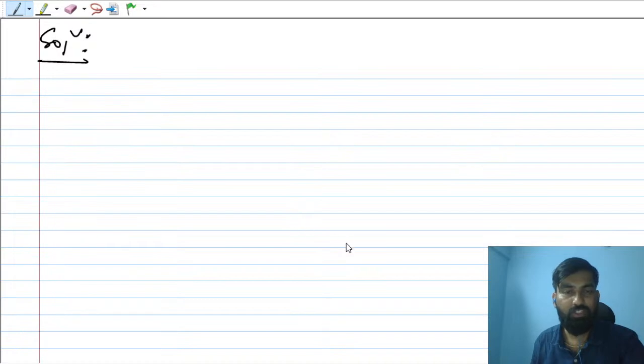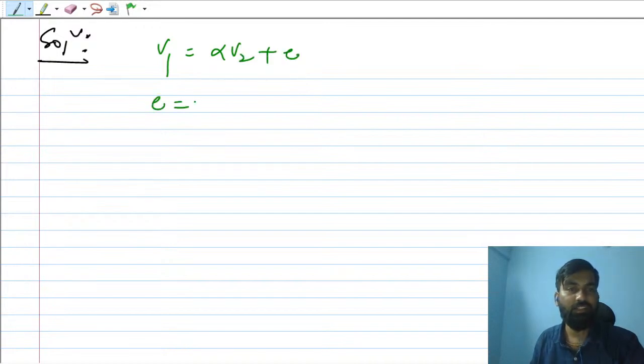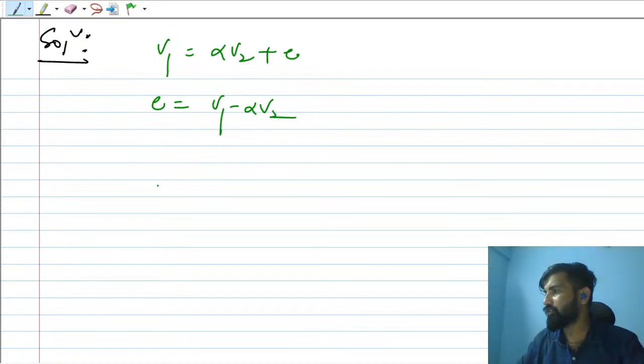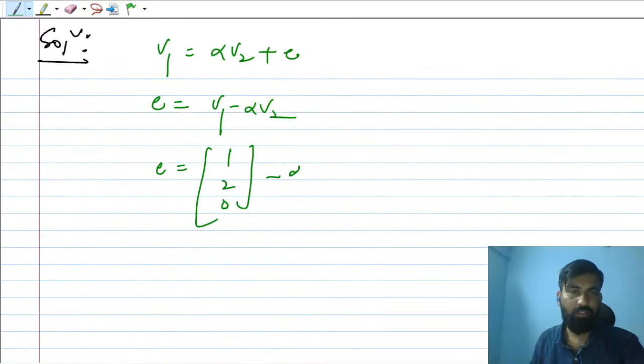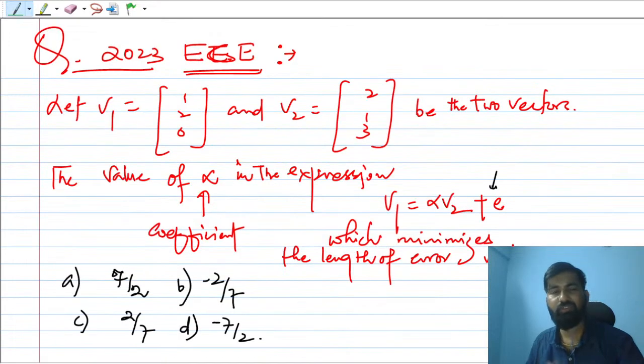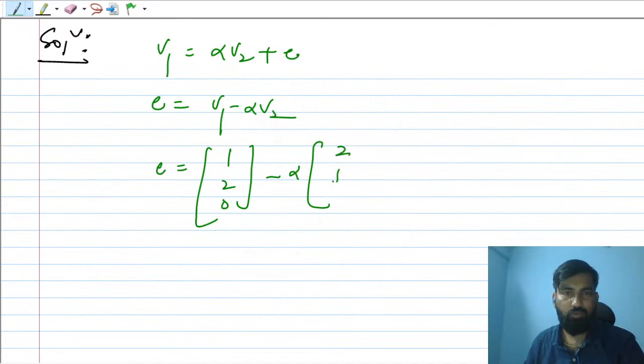First of all, we need to understand how to find the error. We have been given the expression v1 equals alpha times v2 plus e. So you can find e directly. It is v1 minus alpha v2. Now you can put the values here, whatever values are given. v1 is given as 1, 2, 0, so you can put here 1, 2, 0 minus alpha times v2, and v2 is 2, 1, 3.